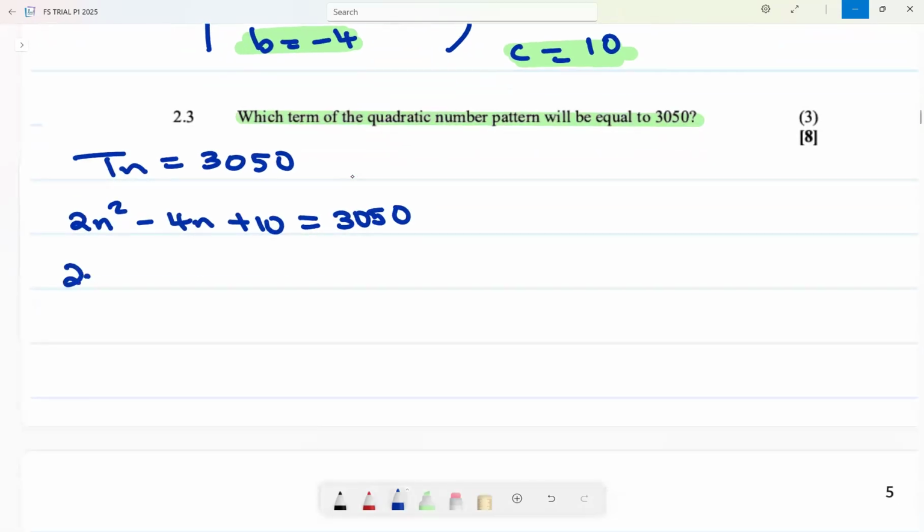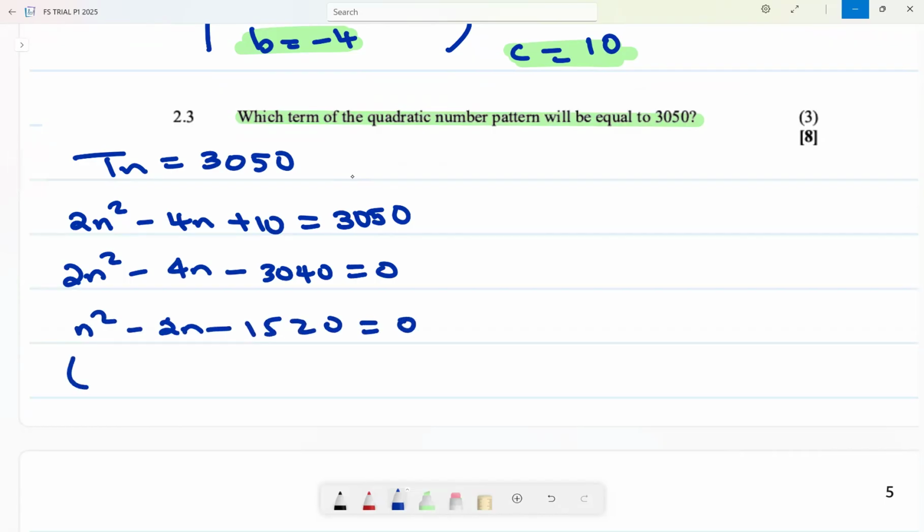When you do our mathematics, it's going to be 2n squared minus 4n, and 10 minus 3050 is going to be minus 3040. It is equal to 0. And then I can take out the 2 as a common factor. So it's going to be 1520.